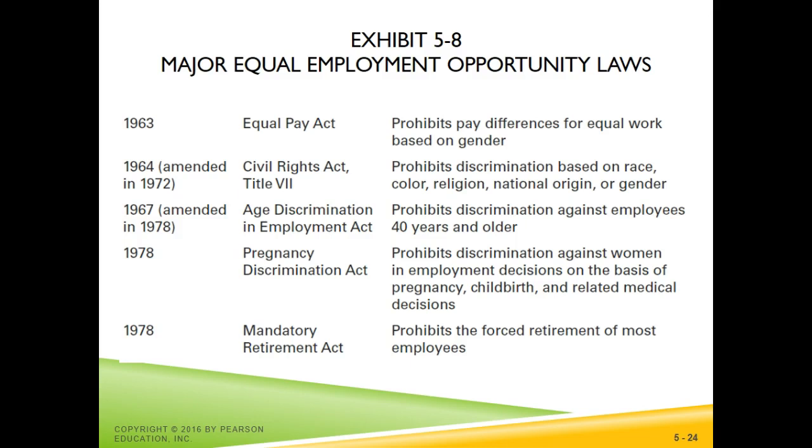And then in 1967, subsequently amended in 1978, you have the Age Discrimination in Employment Act, and this prohibits discrimination against employees 40 years or older. In 1978, you have the Pregnancy Discrimination Act, and that prohibits discrimination against women in employment decisions on the basis of pregnancy, childbirth, and related medical decisions. And then finally, we have here in 1978, the Mandatory Retirement Act, and that prohibits the forced retirement of most employees.